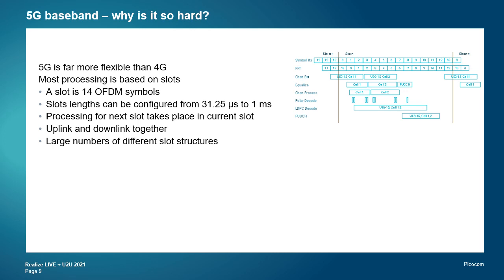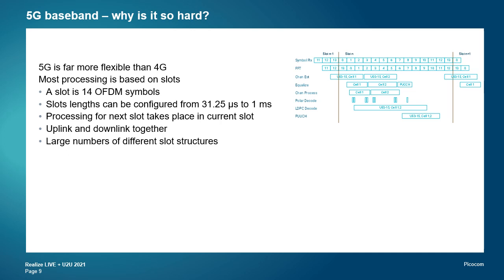5G baseband processing is a lot more difficult than 4G or LTE. So why is it so hard? Well, firstly, 5G is far more flexible than 4G. As in 4G, most processing is performed in slots. A slot is 14 OFDM symbols. But in 5G, these slots can be configured in various different lengths, from 31.25 microseconds all the way up to the millisecond that was used in 4G.